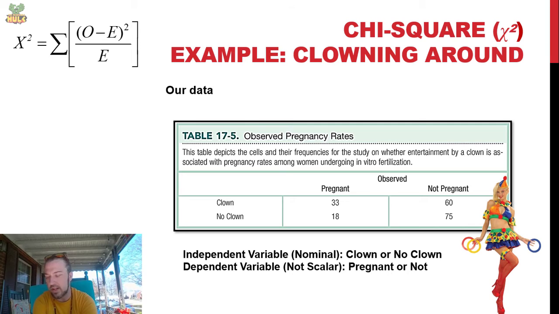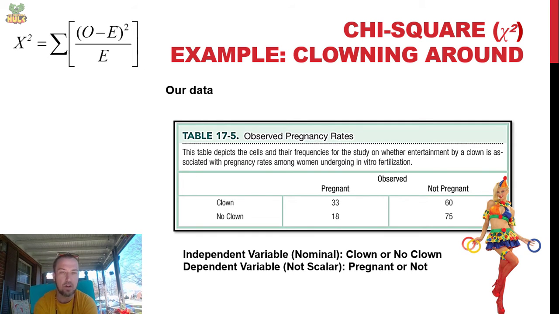Okay, so does 15 minutes of clown entertainment affect fertilization rates? What data do we see at the end of this study? Well, we've got our rows divided by clown and not clown, and our columns then for which women got pregnant versus which women did not get pregnant. What we find then is that when entertained by a clown, 33 women became pregnant and 60 did not become pregnant. When not entertained by a clown, 18 became pregnant and 75 remained not pregnant.